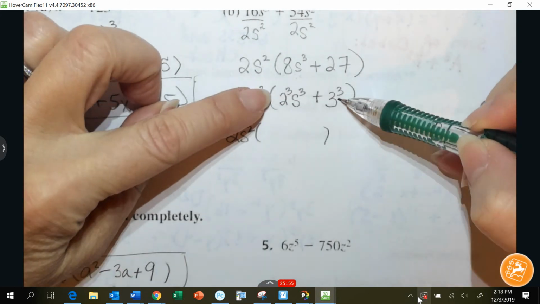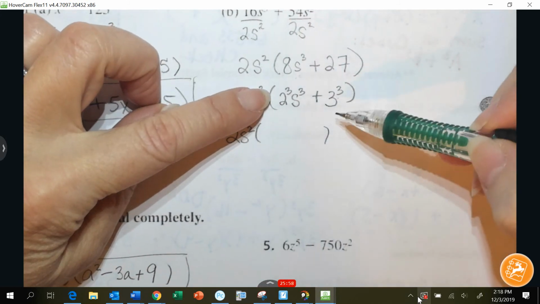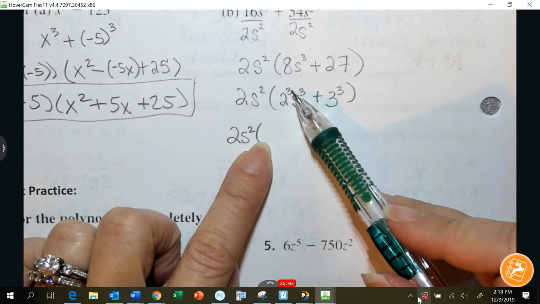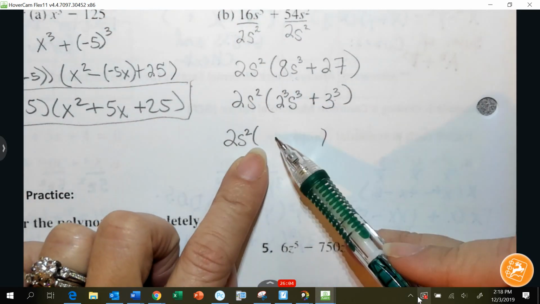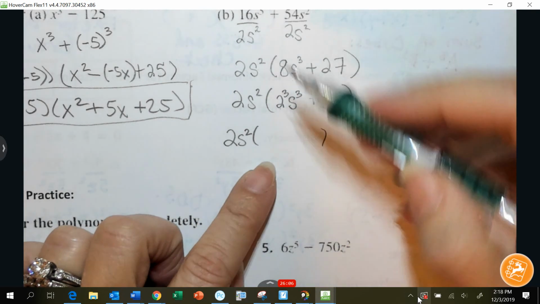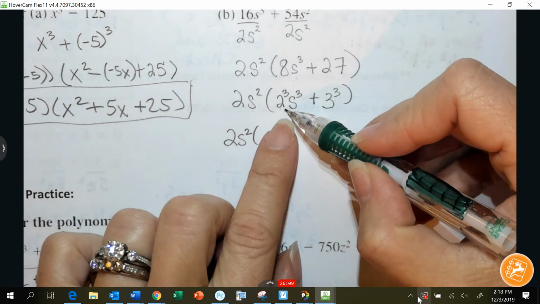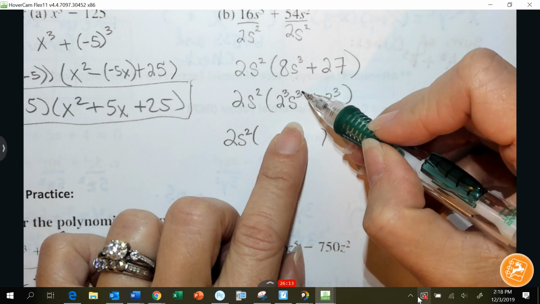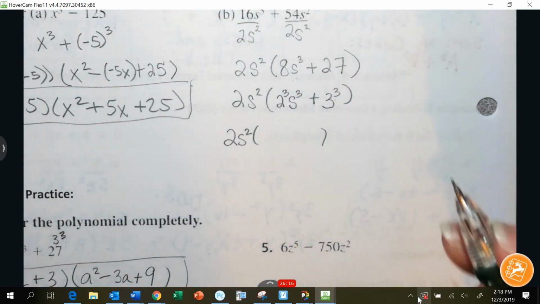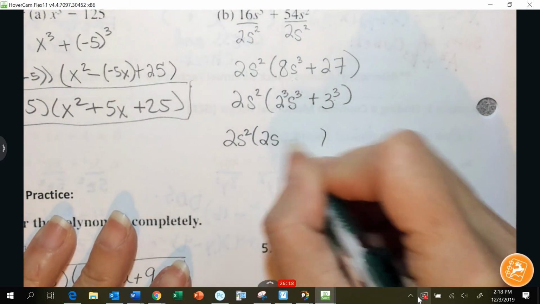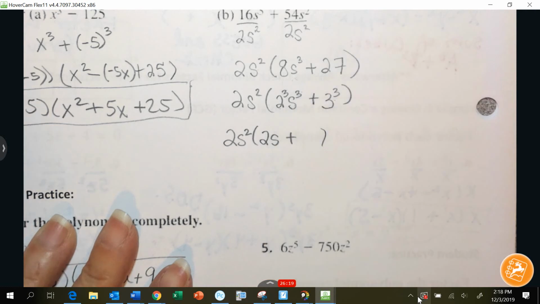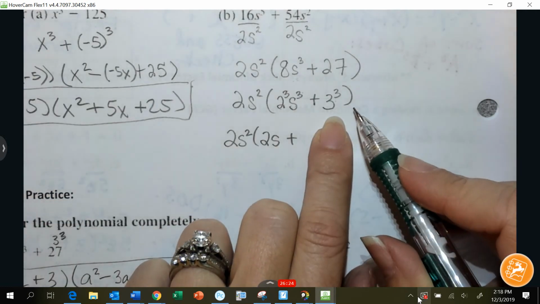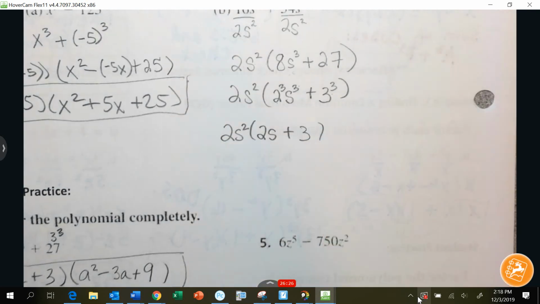This step, what I would say, is optional. But my next question is, what was cubed to give me 2 cubed s cubed? What was cubed? No. Listen to my words. What was cubed to give me 2 cubed and s cubed? 2 and s, right. So I write 2s plus, what was cubed to give me 3 cubed? Okay, so that's our first parenthesis.